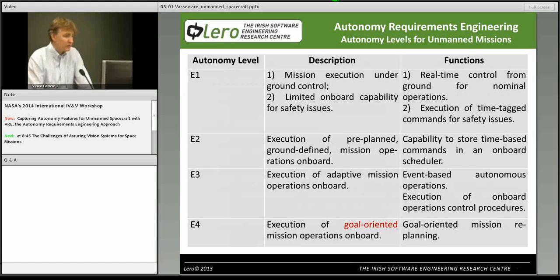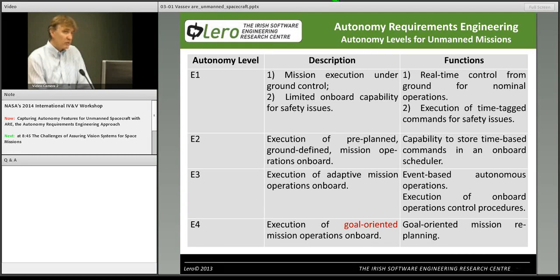ESA today considers 4 levels of autonomy, as you can see here: E1, E2, E3, and E4. The first 2 levels, E1 and E2, are more or less automation, while E3 and E4 are real autonomy. Those are the levels we were targeting with this autonomy requirements engineering. All the missions today that pretend to be autonomous are targeting the E3 level of autonomy. It's a kind of event-based autonomy where any operation on board is triggered by events raised in the system itself or in the operational environment, for example, space.